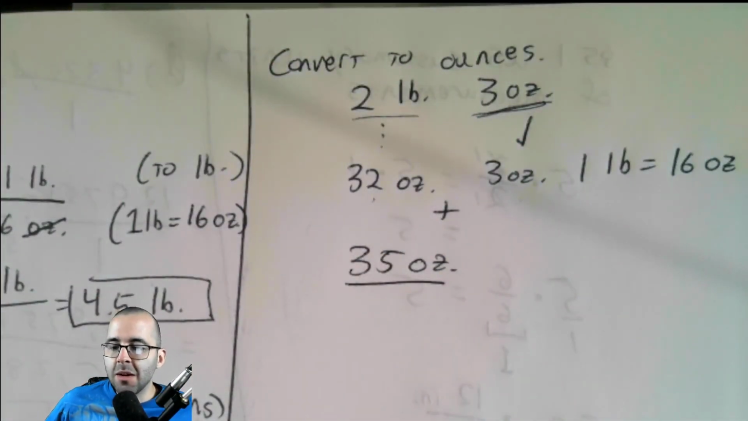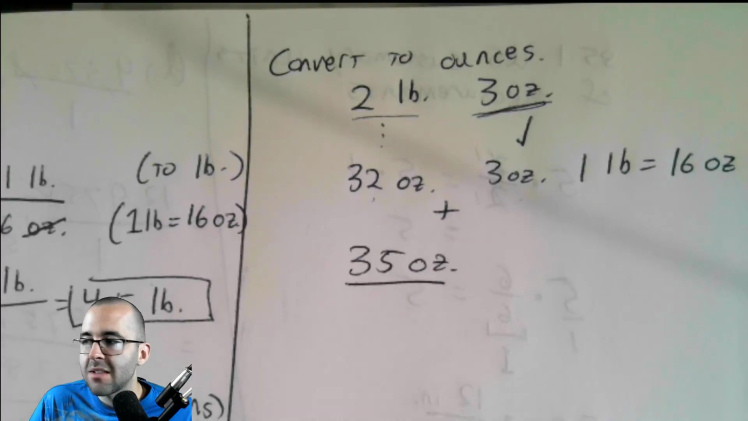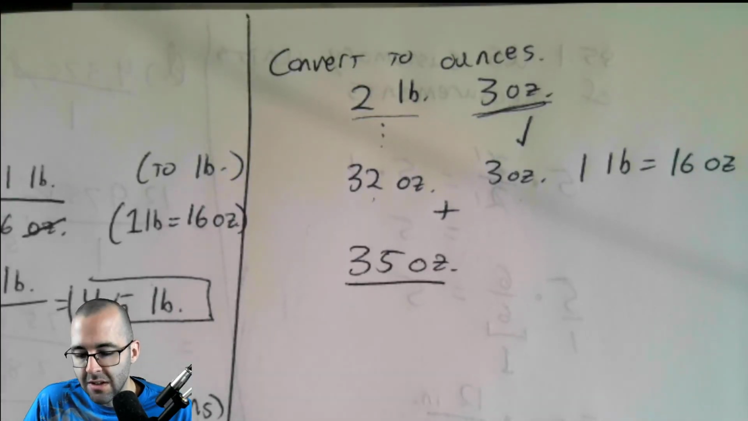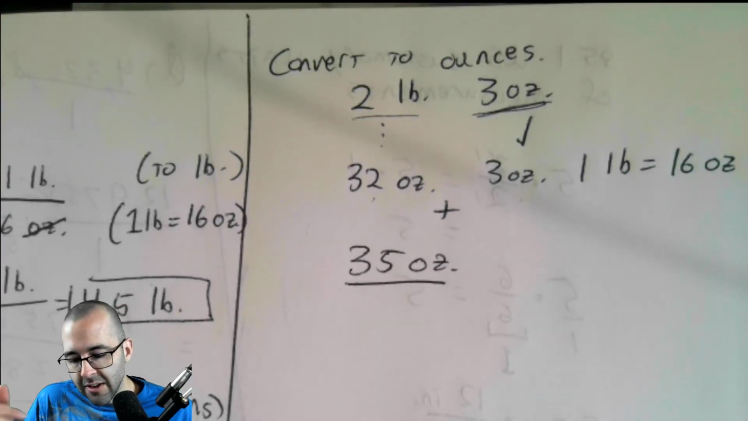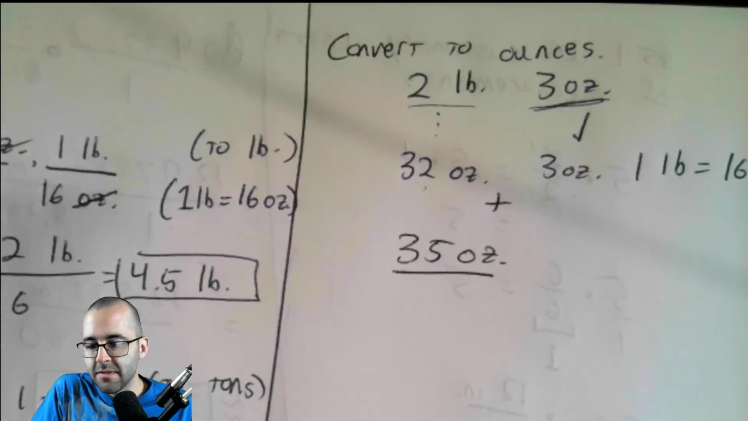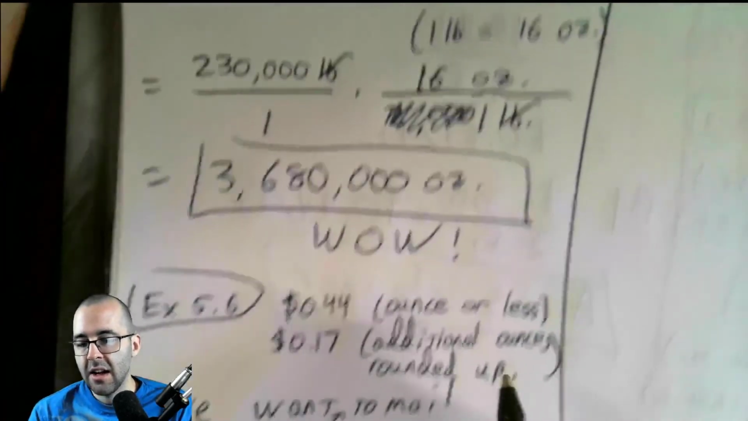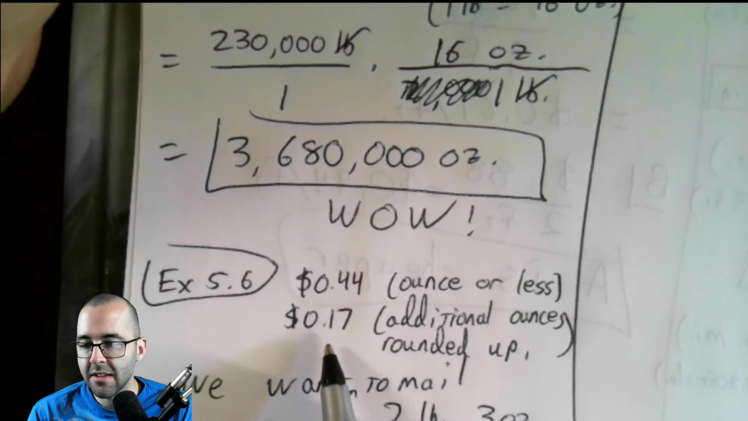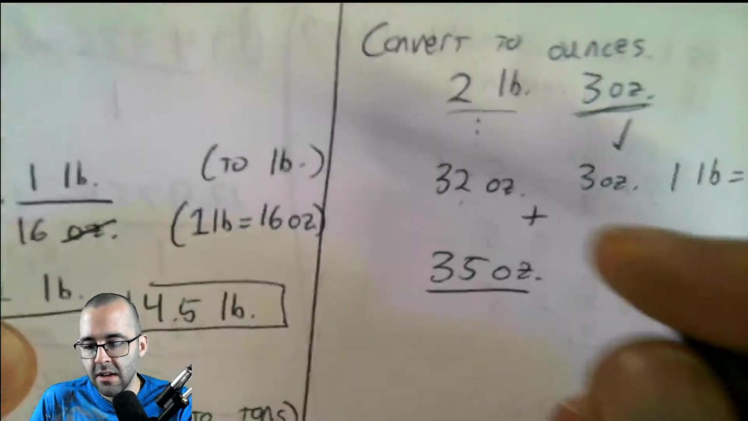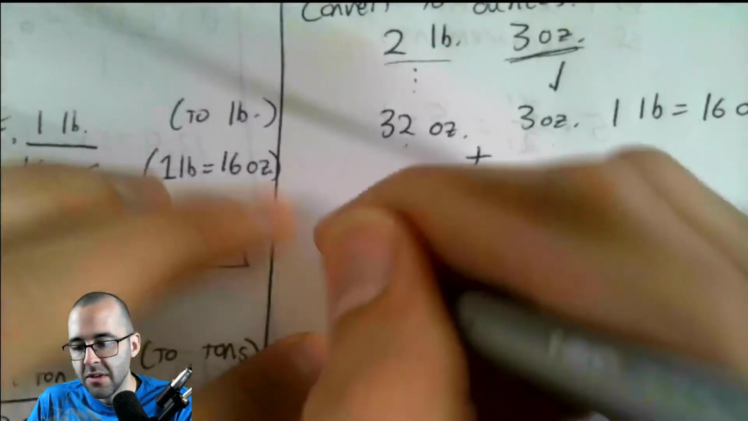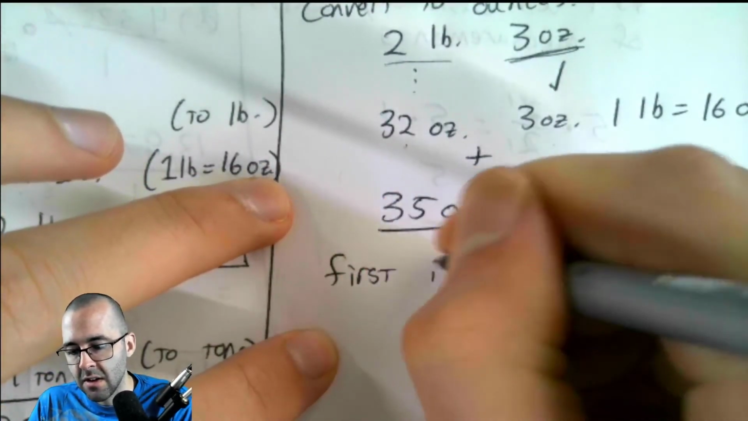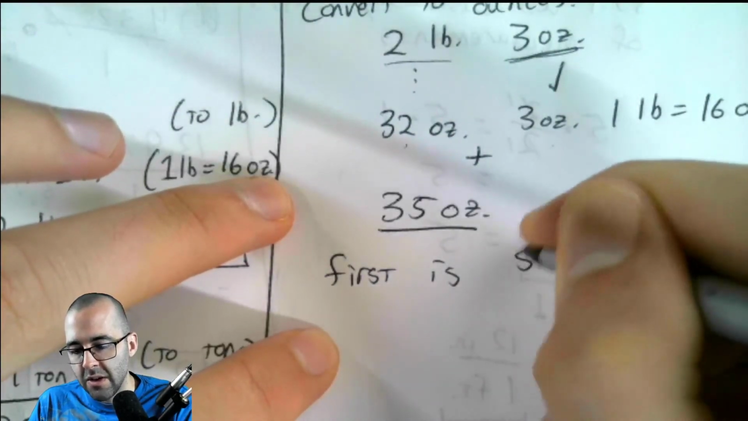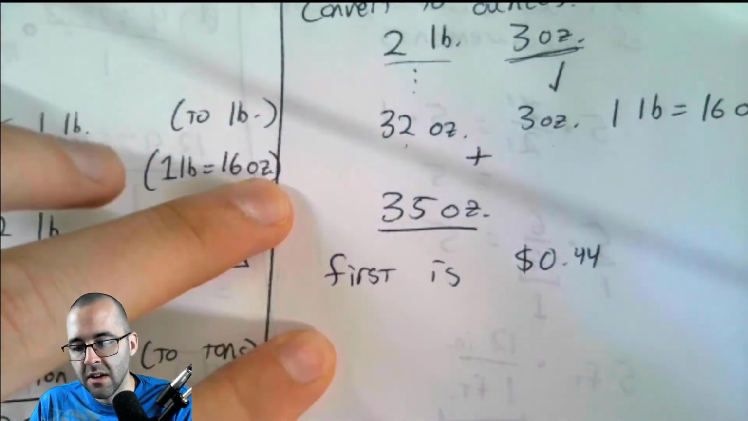So the question then becomes, what is the cost of shipping something that's 35 ounces? And we said earlier that the first ounce is 44 cents. And after that first ounce, every additional ounce is 17 cents. All right, so we have 35 total. The first is going to be 44 cents.